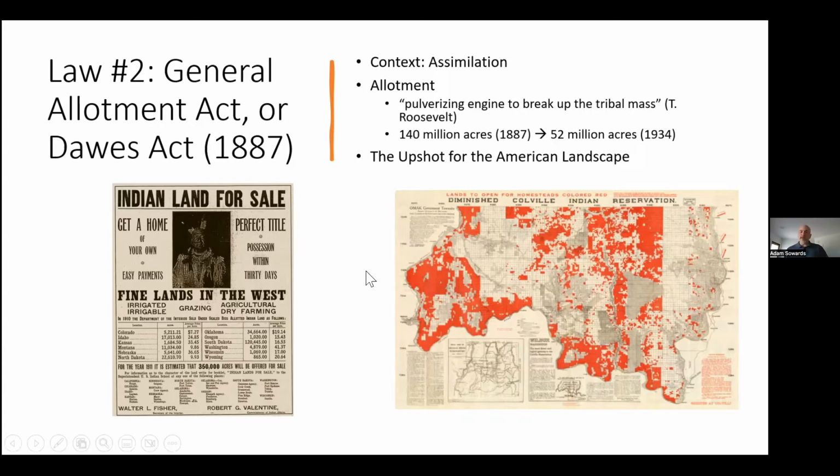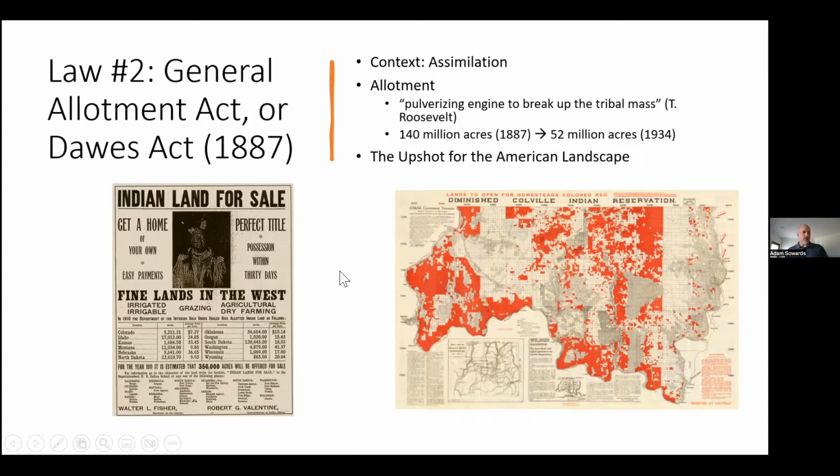This, even at the time, towards the end of when it was implemented, was widely recognized as a terrible, terrible policy, just disastrous in just about every single way for most indigenous groups.